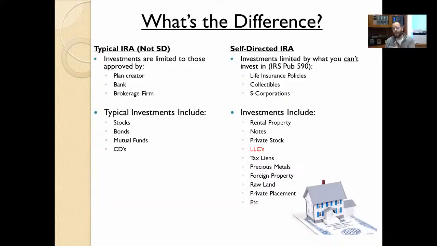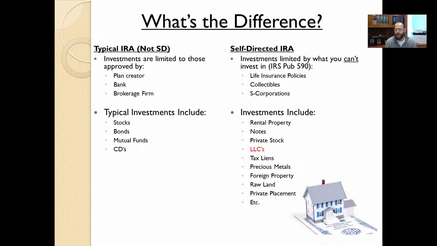But on the right side of the screen, you're now looking at the self-directed environment. And here again, your investments are limited only by what you can't do. And as I already made reference to, there it is again, IRS Publication 590. You cannot do life insurance, collectibles, and S corporations, but typical investments include rental properties, promissory notes, private stock. You can even get involved in a private business, LLCs, the subject of today's talk.